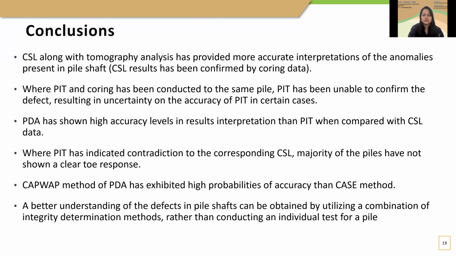Moving on to the conclusions, it is clear that CSL along with tomography analysis has indicated accurate results on the pile integrity. This is concluded since the results have been confirmed by the coring data. And also PDA has shown considerably better accuracy than the PIT when compared with CSL.